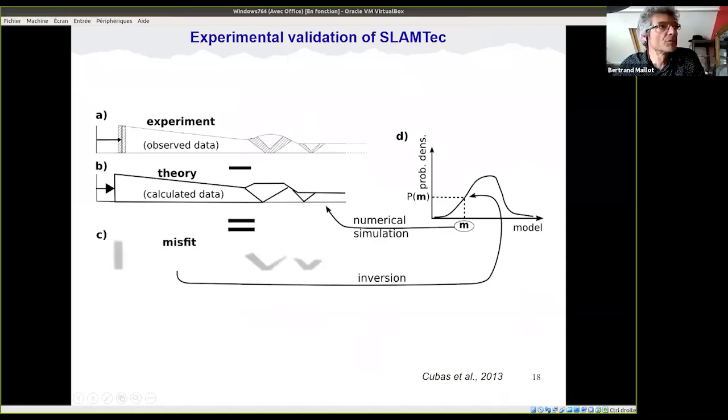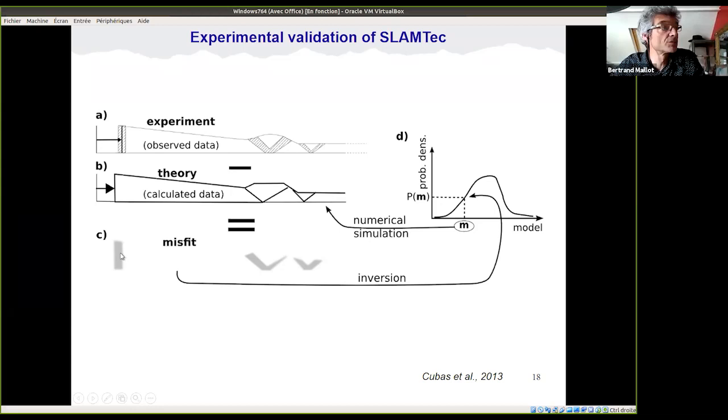Now we have to do some experimental validation of SlamTech, and for this we use sandbox modeling. This is the experimental data that I will present soon after, and this is the theory, the calculated data. How do we obtain calculated data? Well, we choose what we call a model in inverse problem theory. The model is in fact a set of friction parameters. As I said, bulk friction, basal friction, maybe cohesions, and weakening on the faults. And from this model, we can perform a numerical simulation and compare it to the experiments.